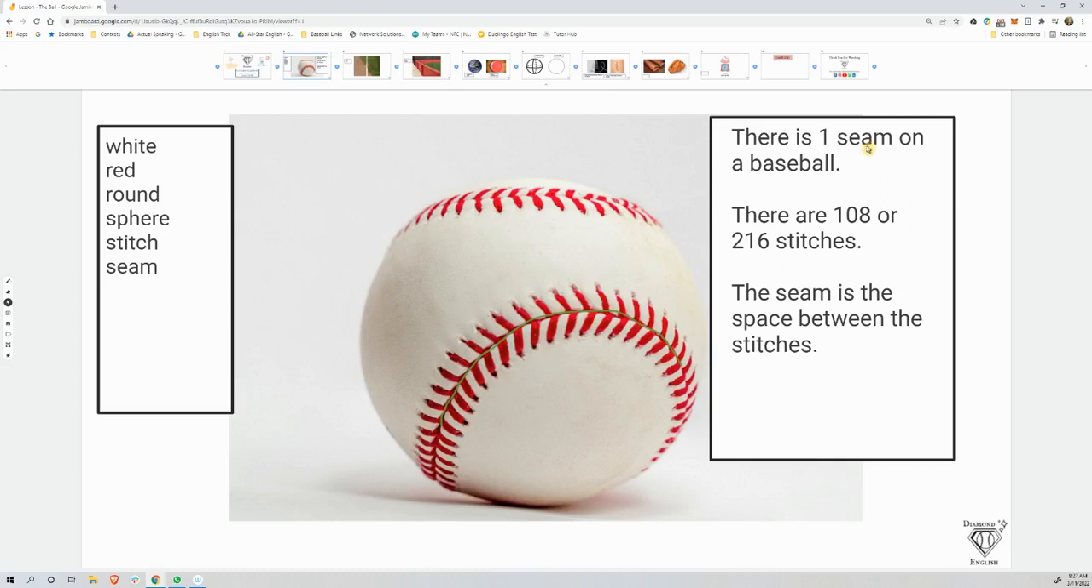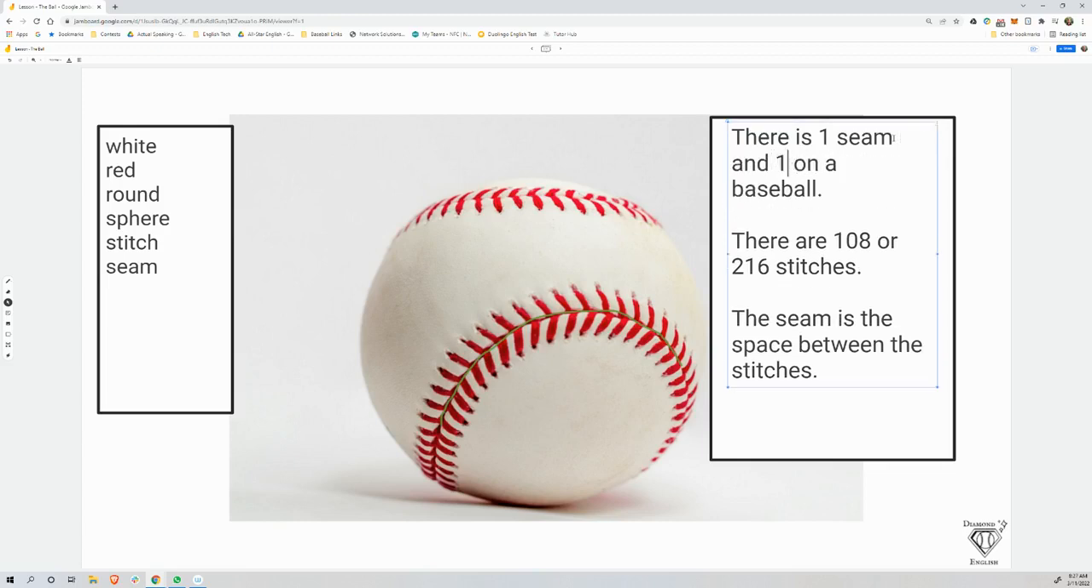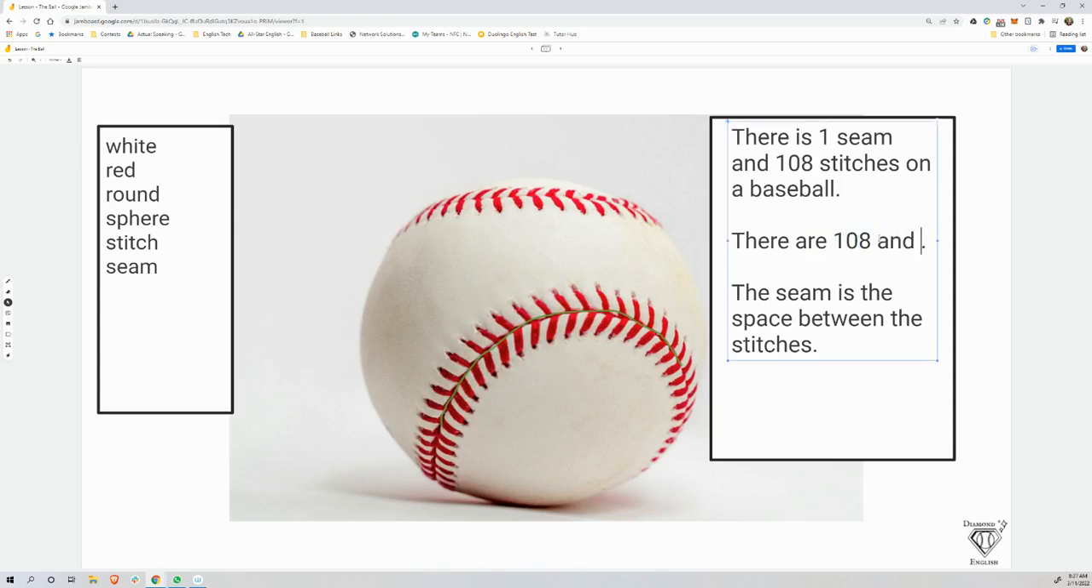Baseball, there's one seam on the baseball. There's one seam and say 108 stitches. Okay, there's one seam and 108 stitches on a baseball. Or there are 108 stitches and one seam. Right? And again, the seam is the space between the stitches.